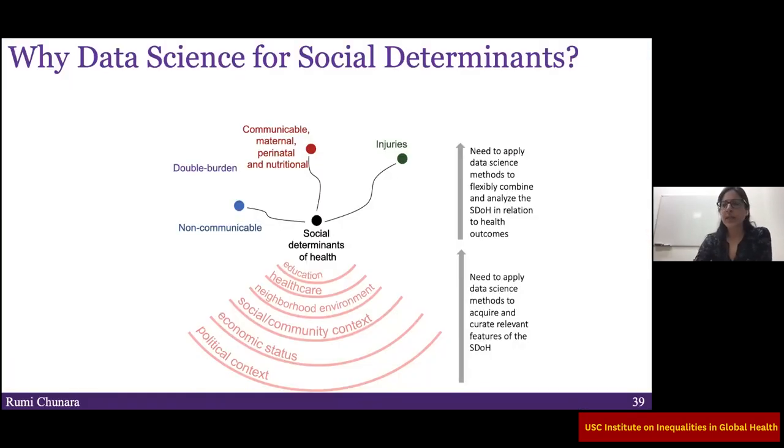So this graph here just shows the need for data science for social determinants, both to capture all those upstream factors. A lot of those tend to be more unstructured. We don't have data that might tell us about the discrimination faced by everybody on a daily basis or what the environment is like. So we kind of need to use advanced data science methods to create those features. And then, of course, we have a lot of complex interactions between all of these factors once we start thinking in those multiple levels. And so we can also leverage data science machine learning methods to capture those complex interactions.